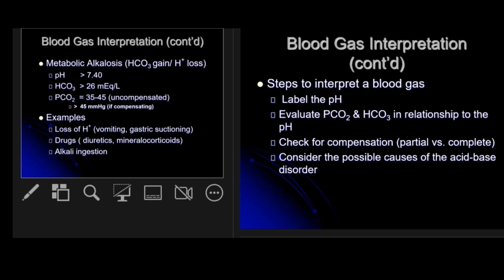And then metabolic alkalosis is going to be pH greater than 7.4 with a bicarb of greater than 26. Your PCO2 should be in the normal range, 35 to 45 if it's uncompensated, and greater than 45 if you're trying to compensate. Some of the causes of this can be excess vomiting or excess gastric suctioning, because you're pulling acid out of the stomach, and so you can actually develop an alkalosis. Occasionally we'll have this happen with neurologically deceased donors because we've got all their NG tubes hooked up to low intermittent suction.